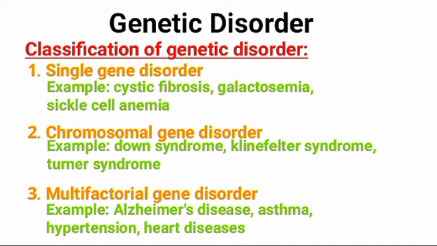Genetic disorders are classified into three types. Number 1, single gene disorder. Number 2, chromosomal gene disorder. And number 3, multifactorial gene disorder.